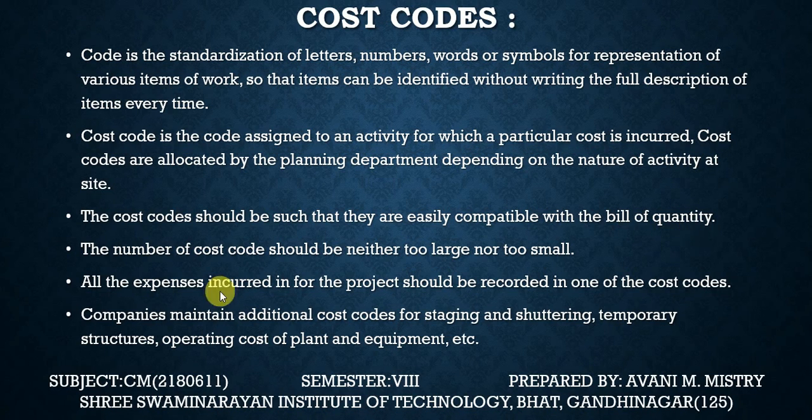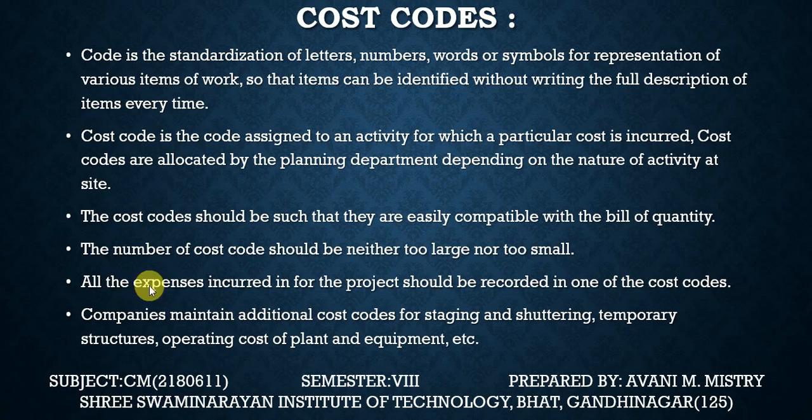Okay, for an item and activity, the cost code should be such that it is easily compatible with the bill of quantity. The number of cost codes should be neither too large nor too small. That means the number of cost codes should not be too many and not too few. All the expenses incurred for the project should be recorded in one of the cost codes.